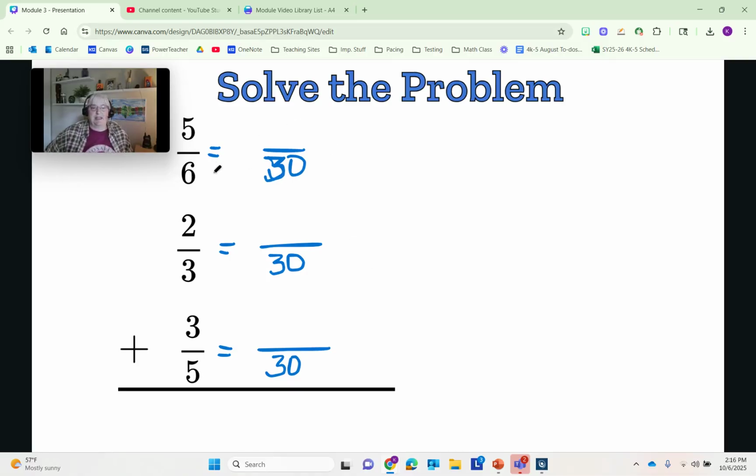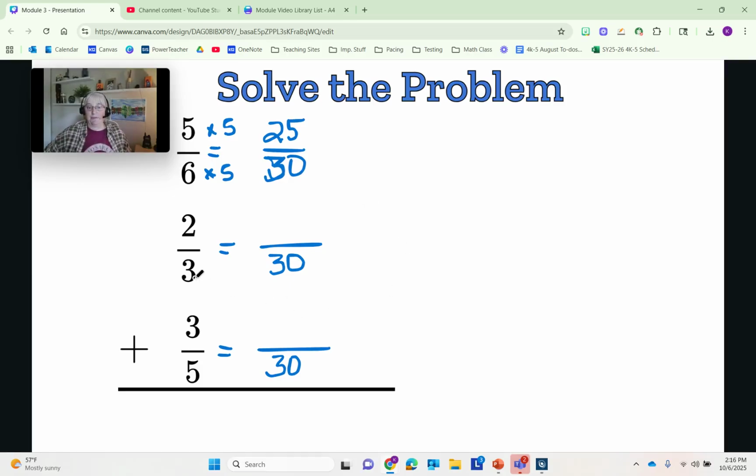To get from 6 to 30, we multiplied 6 times 5. Whatever you do to the bottom part of a fraction, you have to do the same to the top to keep it equal. 5 times 5 is 25. 5/6 is the same as 25/30.